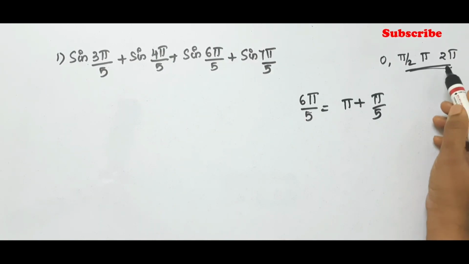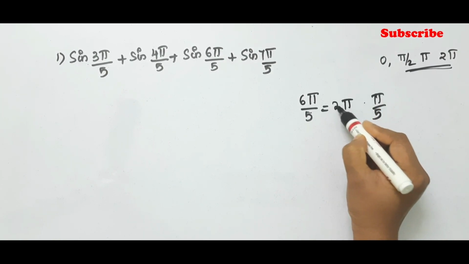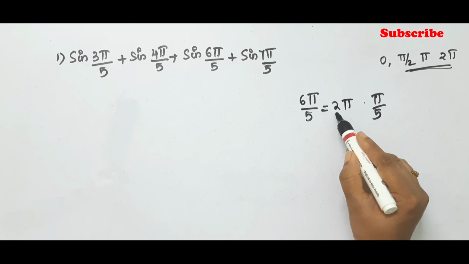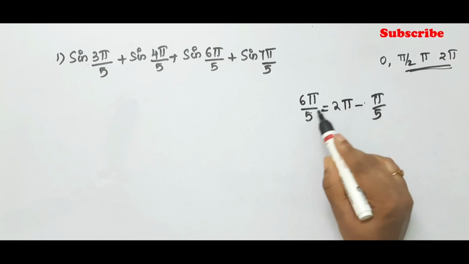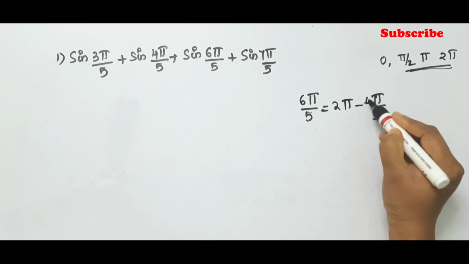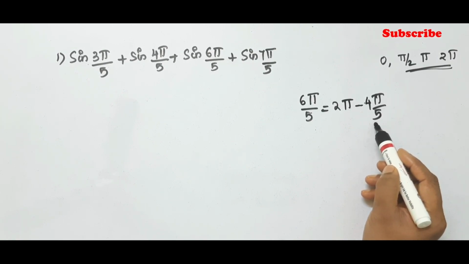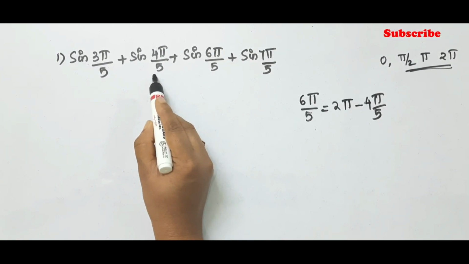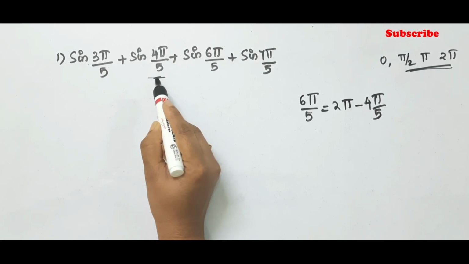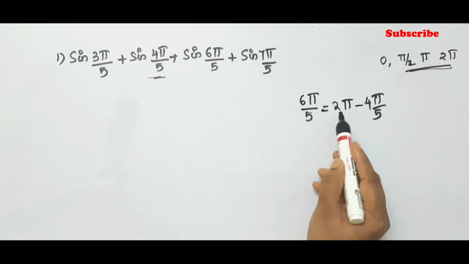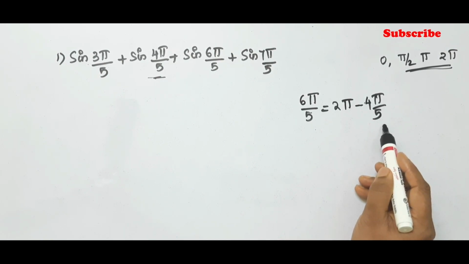So we have to try with 2 pi. If we take 2 pi, 5 twos are 10. So 10 minus how much will give 6 pi by 5? 10 minus 4, is it not? So 2 pi minus 4 pi by 5. So 4 pi by 5 is one of the angles in this equation, is it not? This one. So we got 4 pi by 5. So I express 6 pi by 5 as the difference of 2 pi and 4 pi by 5.